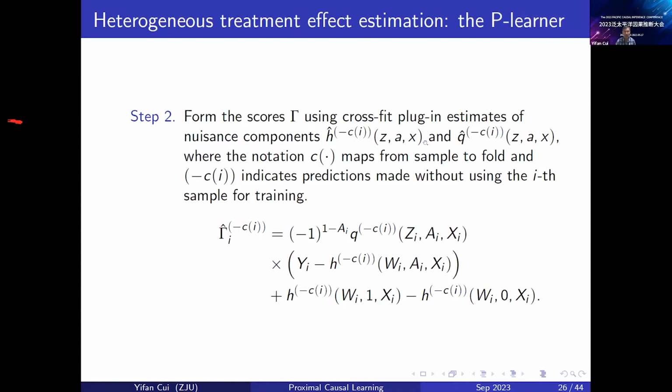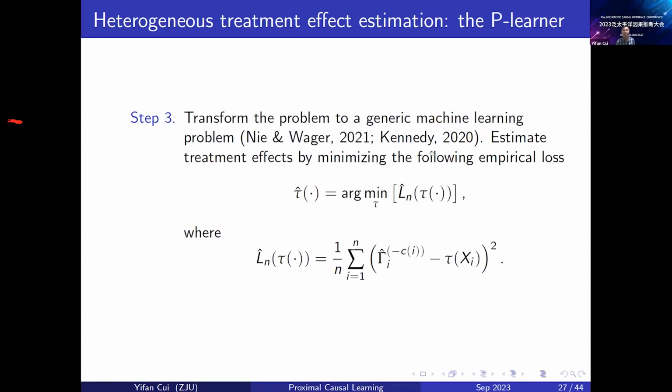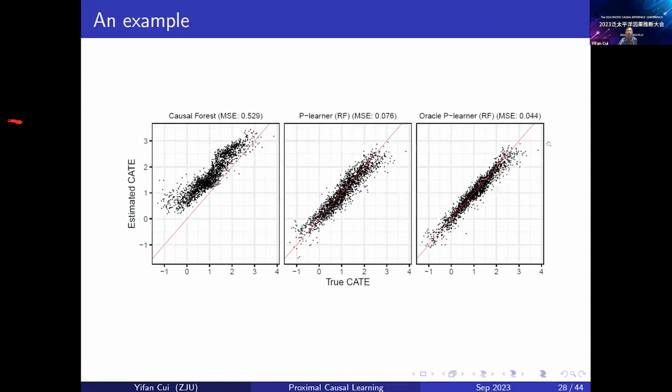Okay, once we construct this cross-fitted score gamma, we are able to transform the problem to a generic machine learning problem. So we minimize the empirical loss here. And our base learner here can be very general. We can use lasso, neural nets, random forest. And let's look at the visualization to get a rough idea of what we are doing.